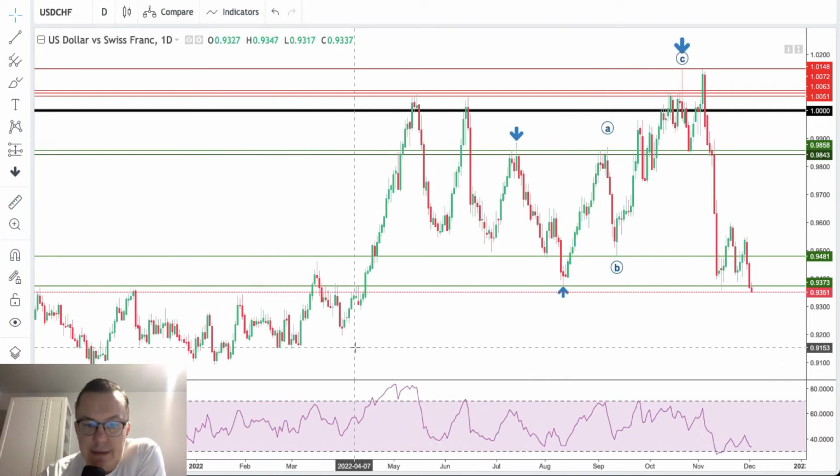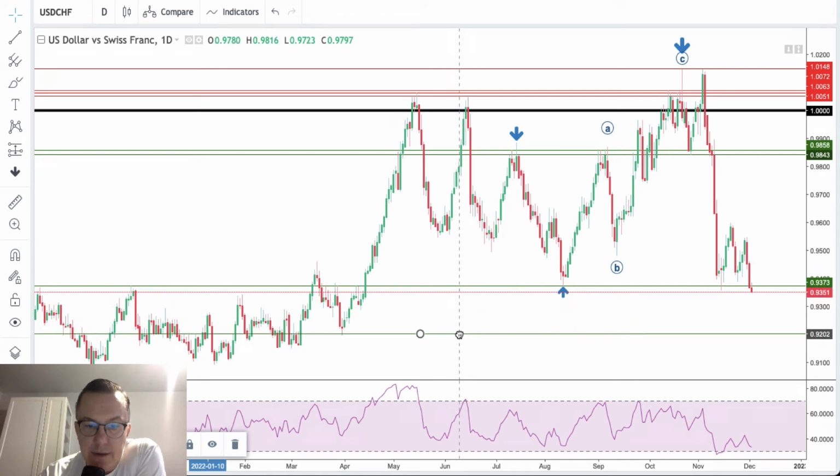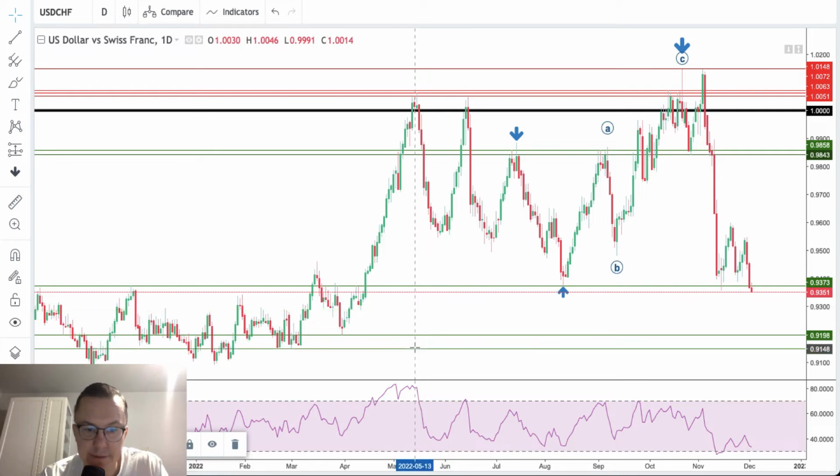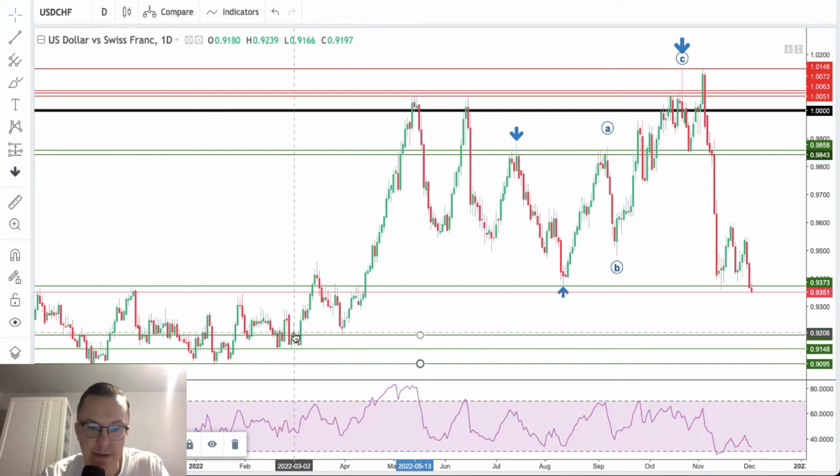0.9197, 0.9153. Those two levels might be considered as technical support. So this is the first one, and the other one is around this level. Nevertheless, if you take a look at this chart, you can easily see that we are going back towards the zone where the market likes to be for an extended period of time.